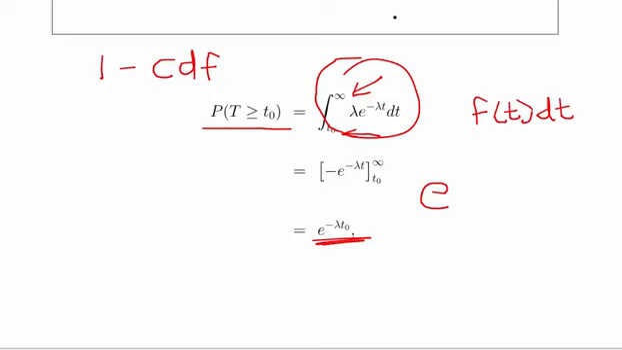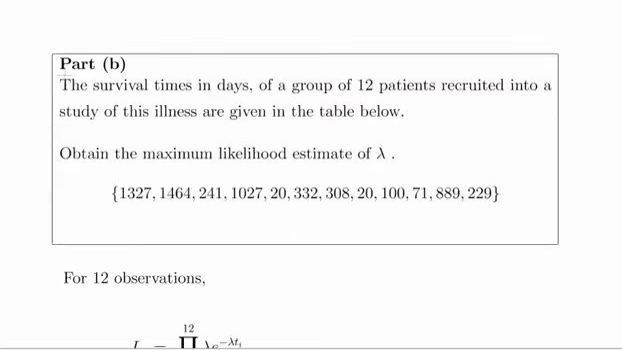Okay, so the survival times in days of a group of 12 patients recruited into a study of this illness are given in the list below. Actually, it's not a table, it's a list. So this is T1: this person survived for 1,327 days. Second person, T2, 1,464, all the way up to T12. So in this particular study, n is equal to 12.